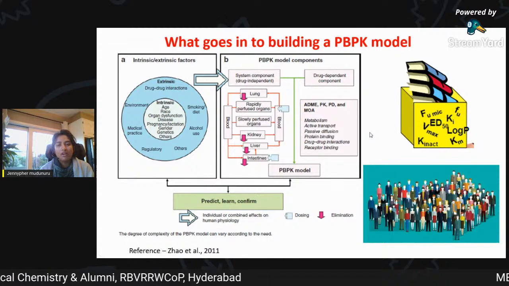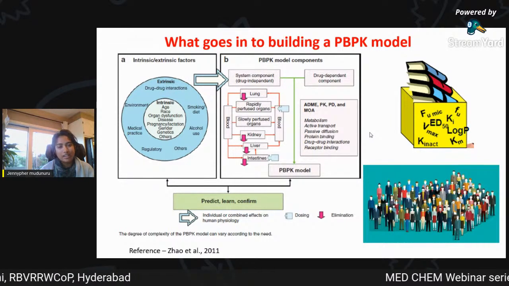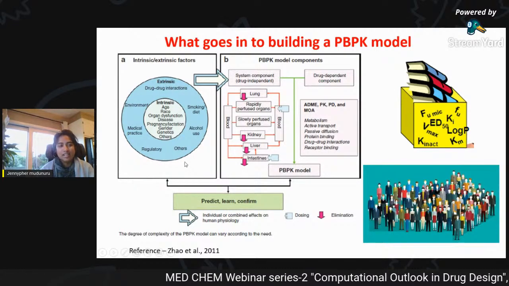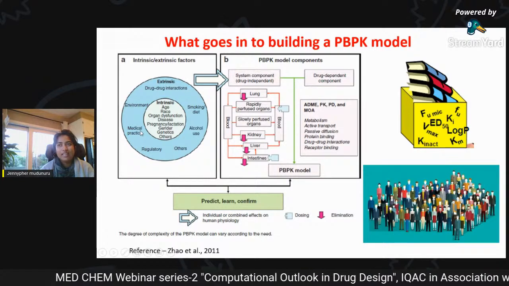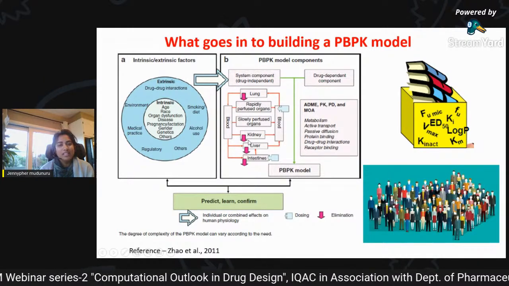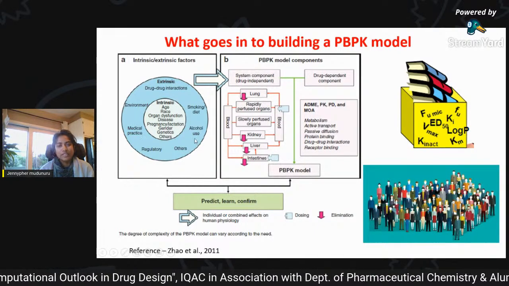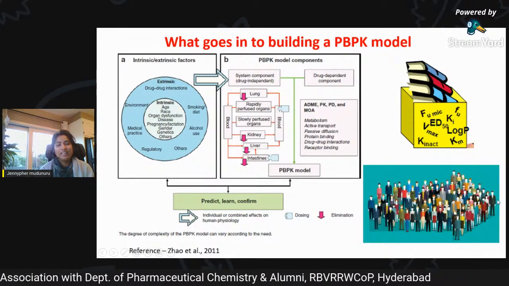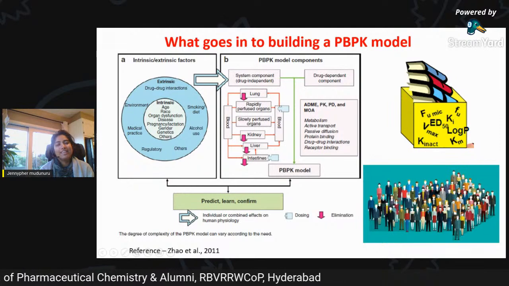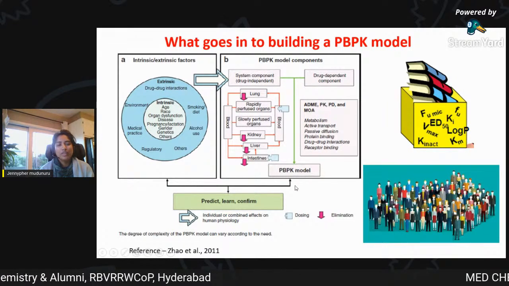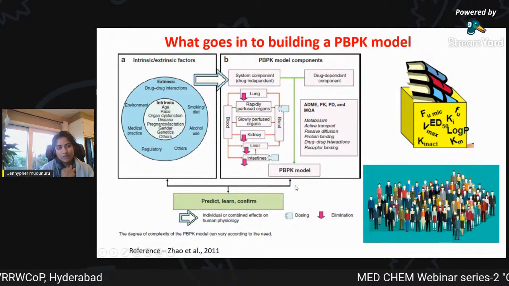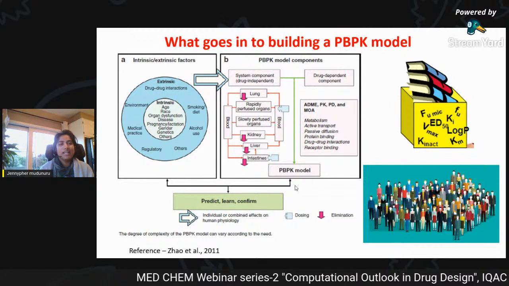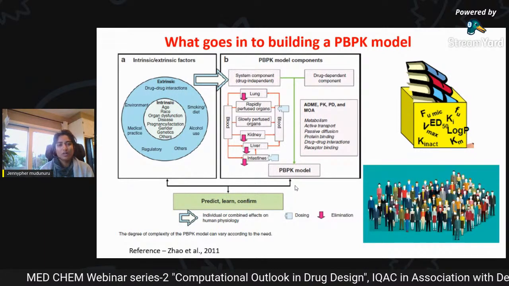And a PBPK model actually combines all these factors. It also combines the intrinsic factors such as your age, gender, genetics, and if you have any specific mutations or alleles in your enzymes, all those sorts of things. So it's very personalized. And the other part that is really, really helpful, if you look at the bottom right snapshot, is to show that when you run a simulation, you essentially are creating a virtual population. So it's like you're running a clinical trial in your computer.